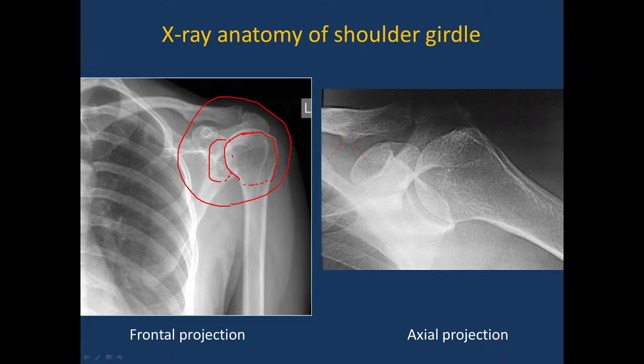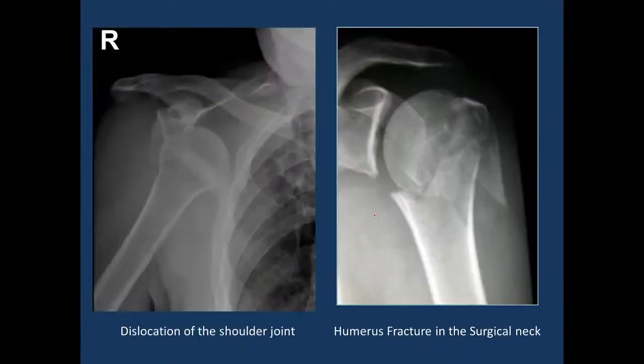where the humerus may break. This is the axial projection with all of the other bones located in this area. And we see the acromioclavicular joint, the superior part of the shoulder.